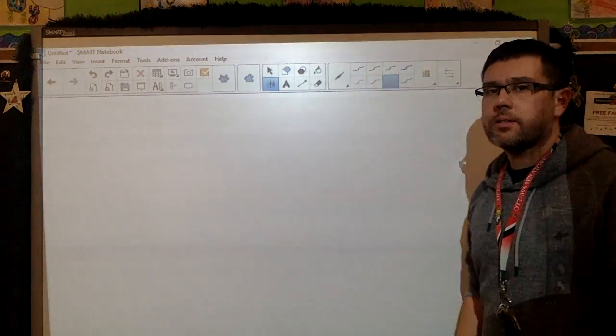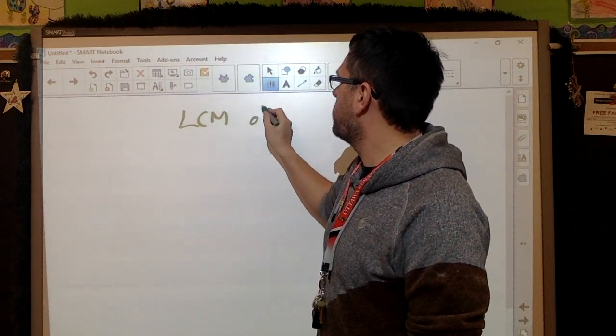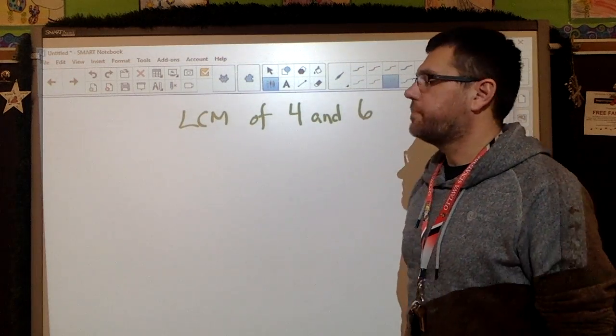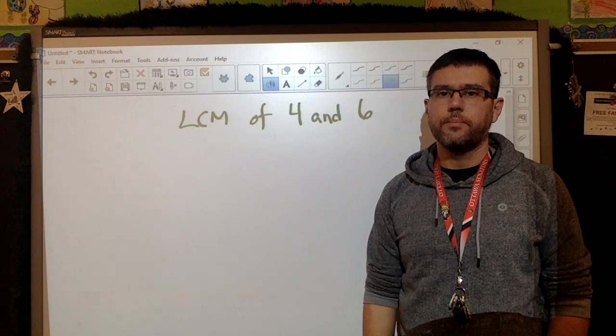So go ahead and try this example on your own. Find the lowest common multiple of the numbers 4 and 6. Pause the video and then resume when you're ready to see the solution.